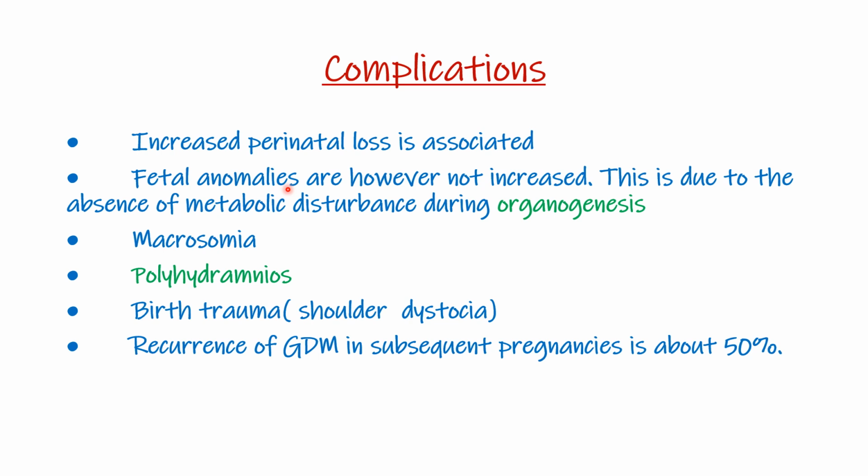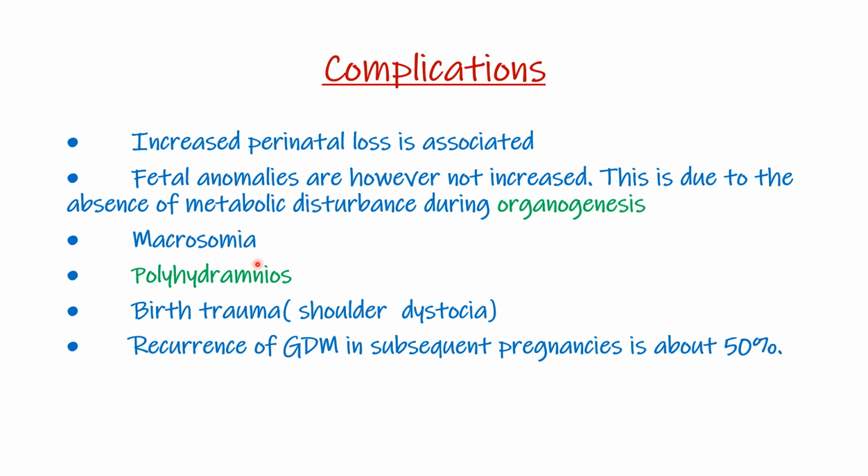the oogenesis. So this patient will be more predisposed to diabetic embryopathy compared to our patient who has gestational diabetes. So in terms of complications, you won't include malformations because gestational diabetes occurs after 24 weeks. That is the second and the third trimester, after organogenesis has occurred. So we will have increased perinatal loss associated. Fetal anomalies, however, are not increased, as I've said before. This is due to absence of metabolic interference during organogenesis.